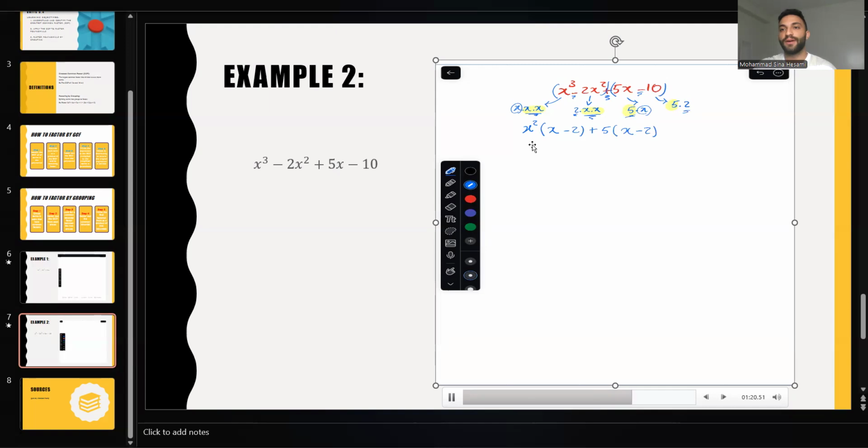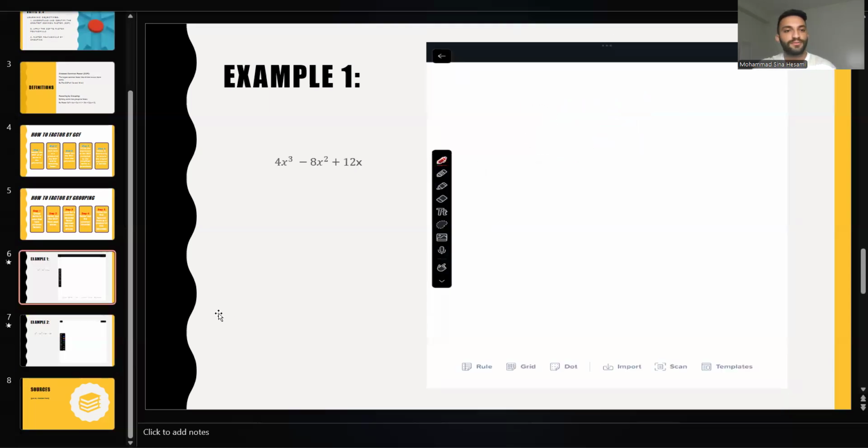Now we are in the third step, where we have to factor out a common binomial from these two expressions, which is x minus 2, which is obvious, that is common between these two terms. And if we factor out x minus 2, we're left with x squared.